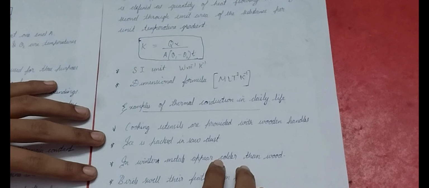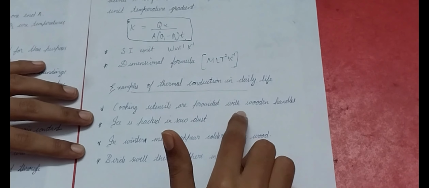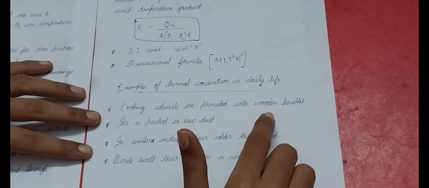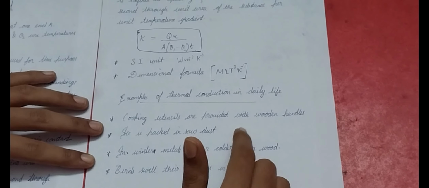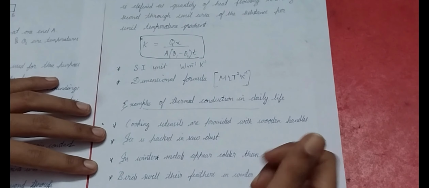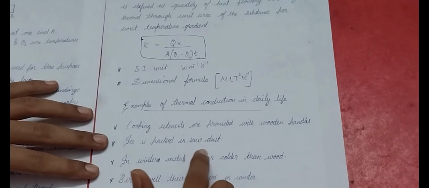Now I am going to say about examples of thermal conduction in daily life. Cooking utensils are provided with wooden handles because wood is an insulator of heat. If metal handles were given instead of wooden handles, if we hold the utensils, our hand would get burned. But wood is an insulator, so if we hold the utensil, our hand would not get burned. Now ice is packed in sawdust. Sawdust and the mixture of air act as insulators, so it does not allow ice to melt easily.